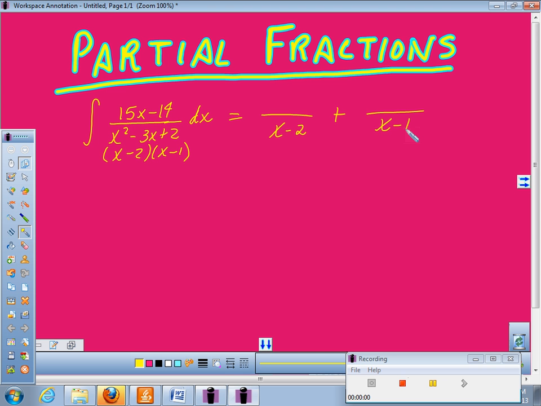Now, you were starting to recall, how do you know what to put on top? Is it just an A? Is it an Ax plus B? It's one power less than the power on the bottom. So if this is a first power, at most you can put on top is an A. And same way over here, the most we can have is a B. Okay, you now have to do the algebra to solve for A and B. So actually forget the integration sign for the moment. We're just trying to solve for A and B here.